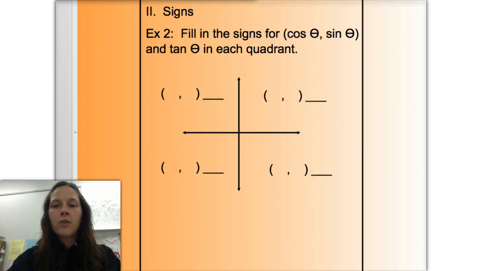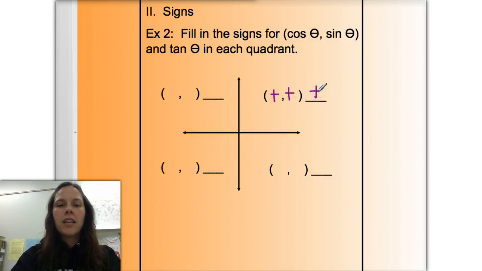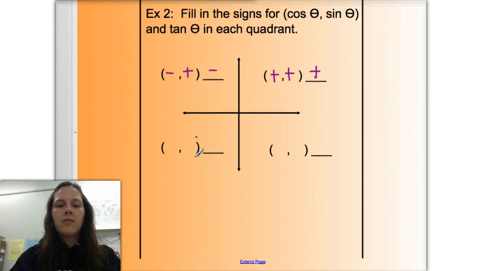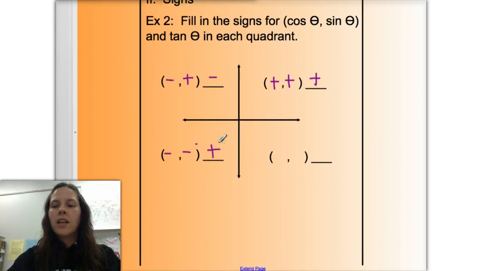Alright, so I'm going to fill it in for you now. Of course, in the first quadrant, cosine and sine are both positive, and of course tangent is as well. In the second quadrant, cosine is negative, sine is positive, so the ratio or tangent will be negative. In the third quadrant, cosine and sine are both negative, so the ratio, tangent will be positive. And finally, in the fourth quadrant, cosine is positive, sine is negative, so the ratio will be negative as well.